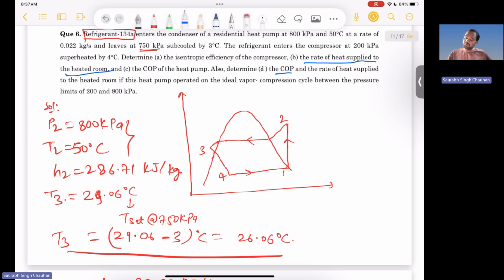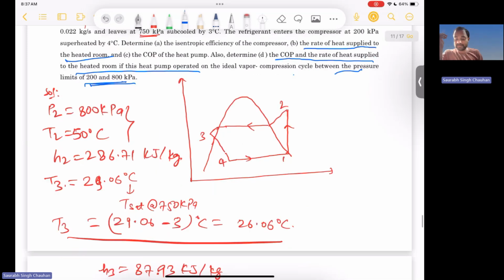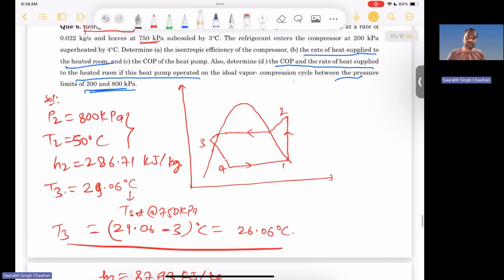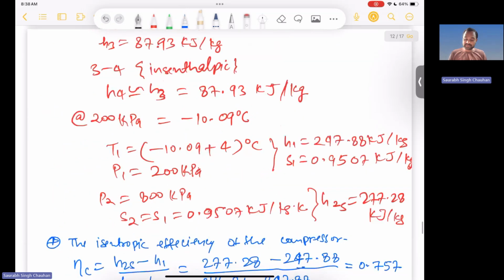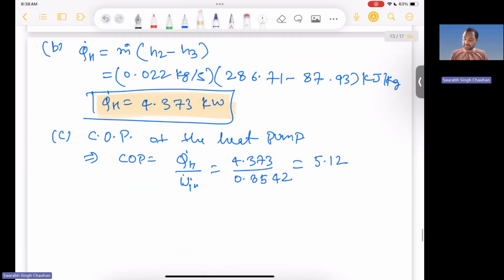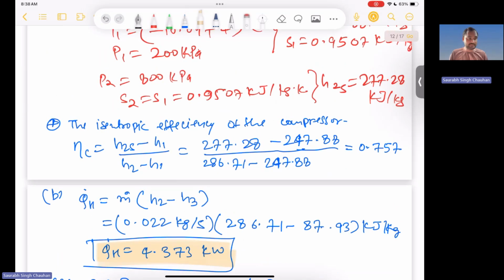In the last part, it is asking to calculate COP and rate of heat supplied to the heated room if the pressure range were 200 and 800 kilopascal. So it is exactly the same thing, only the pressure values are changed. So we again need to check the property table for this R134a, and you need to repeat the whole process. Okay, so we are not going to do that because we are running out of time, but the concept is actually the same. The only thing is you should know how to check the steam tables in the exam. Either you will be given the direct values, or you should be provided with the tables.